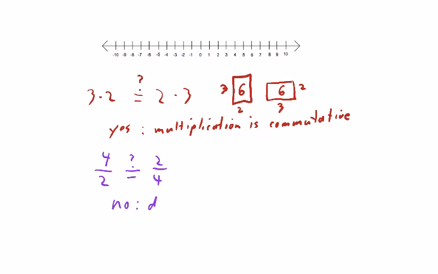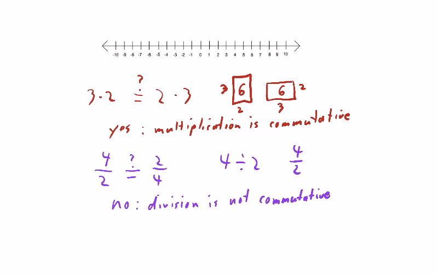So we can say division, which I've expressed as a fraction in this case, is not commutative. As you move along in math, you'll rarely write things like 4 divided by 2. You will usually write 4 over 2 as a ratio, and that means the same thing. So division is not commutative.